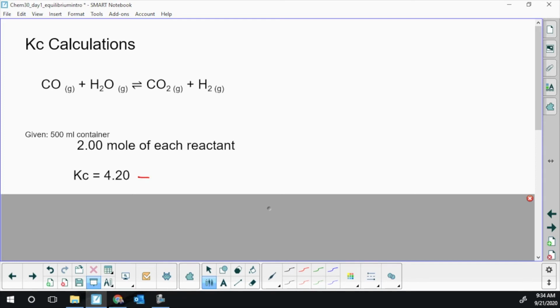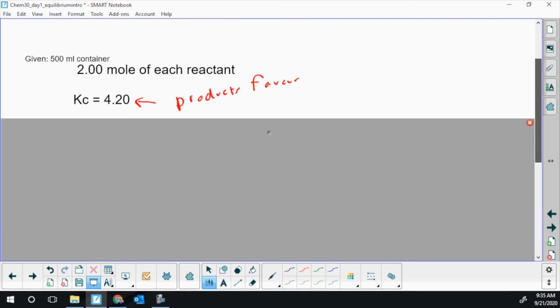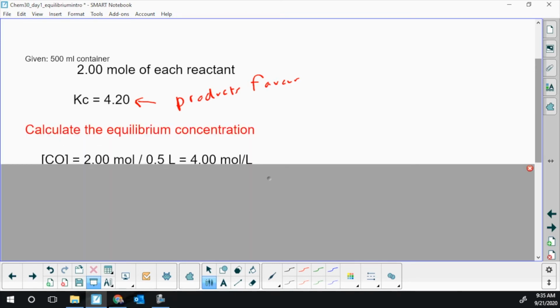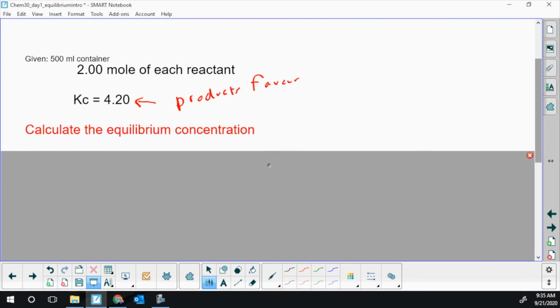Now it is worth noting, you don't necessarily have to write this down, but that 4 is greater than 1, so we have products favored. So you should realize we should get an answer that makes more products than reactants, and it's a nice double check to do at the end of your question. You don't have to do that, but you may catch a mathematical error if you're not getting more products than reactants. And my question is to calculate the equilibrium concentrations, plural.